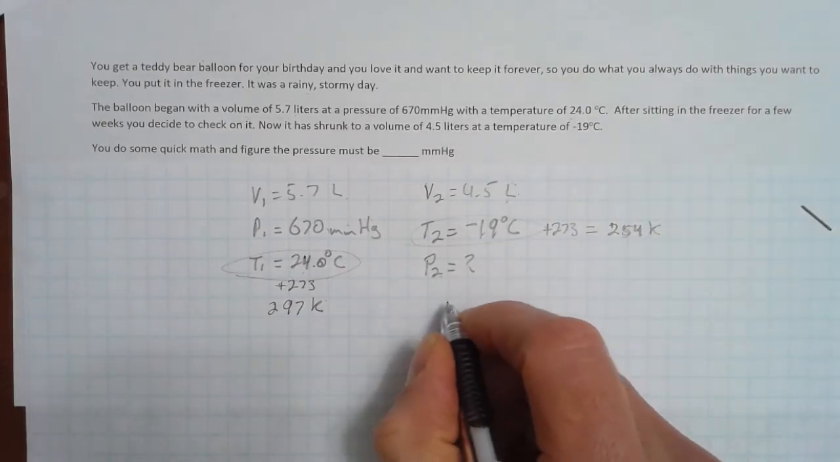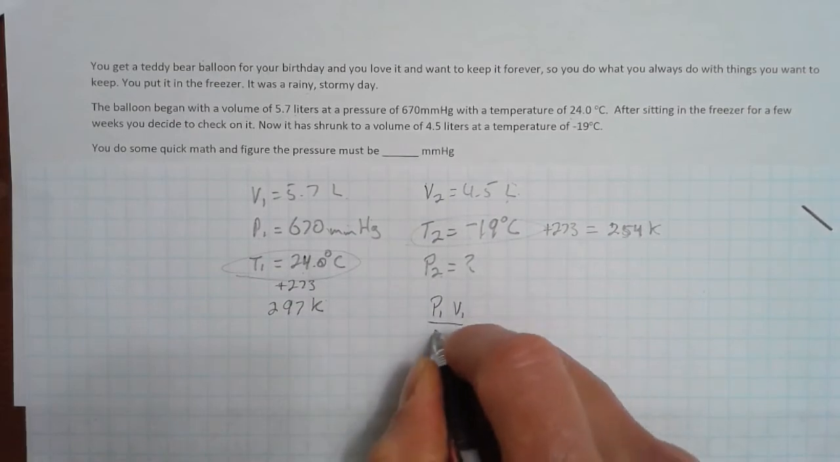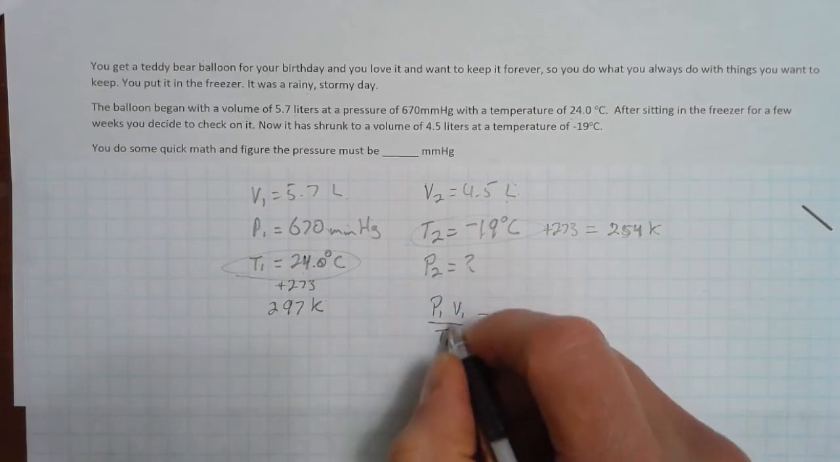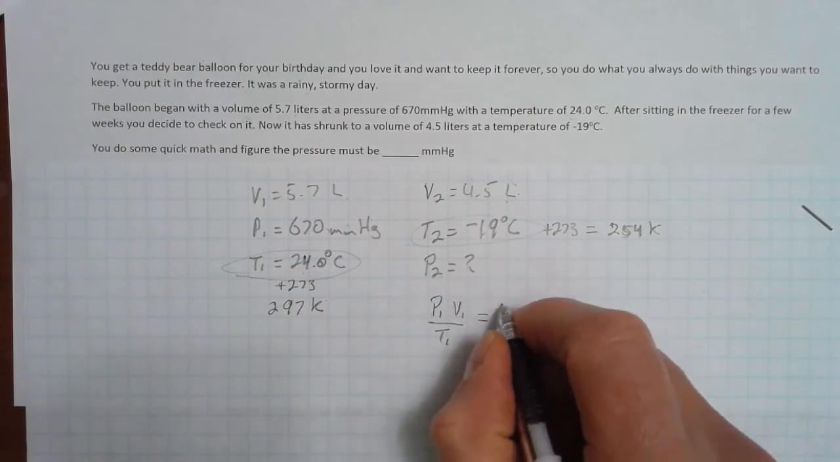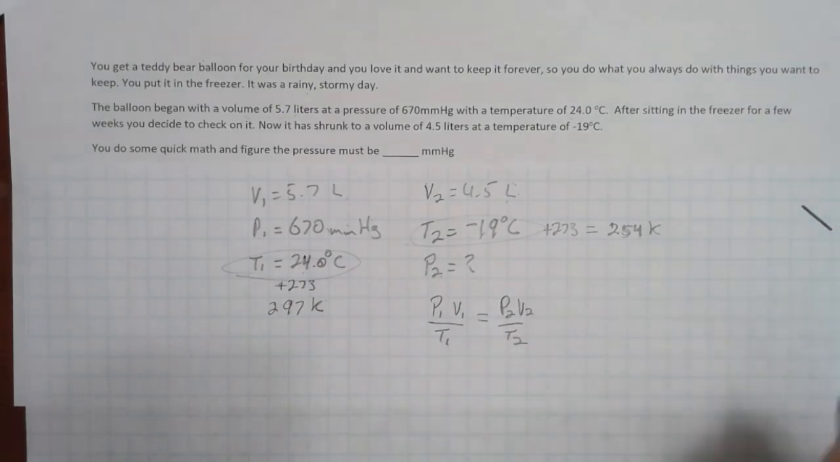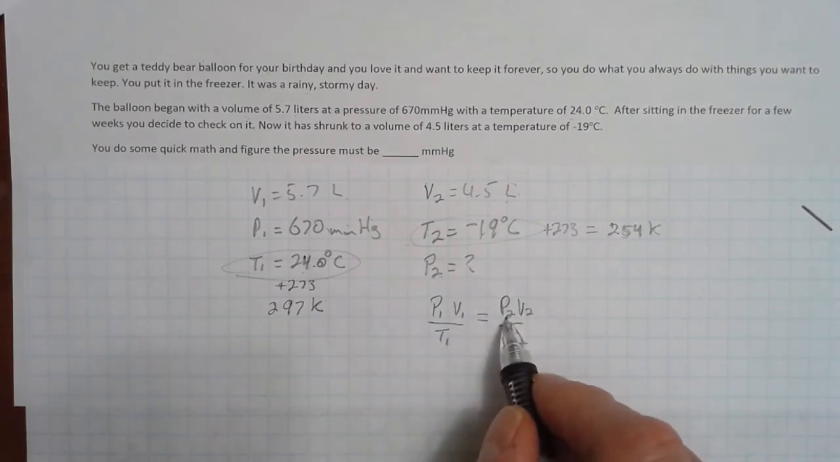All right. Combined gas law is P1 times V1 over T1. That combination in that orientation is constant, so it will equal P2 times V2 over T2 at any other time and place. All right, what am I looking for? I'm looking for P2. Well, there it is.